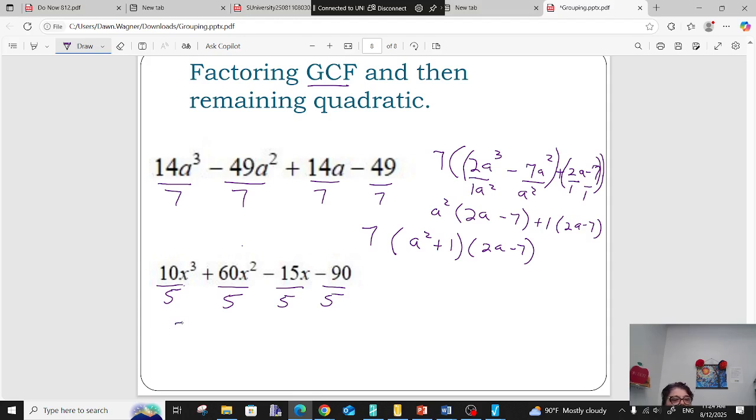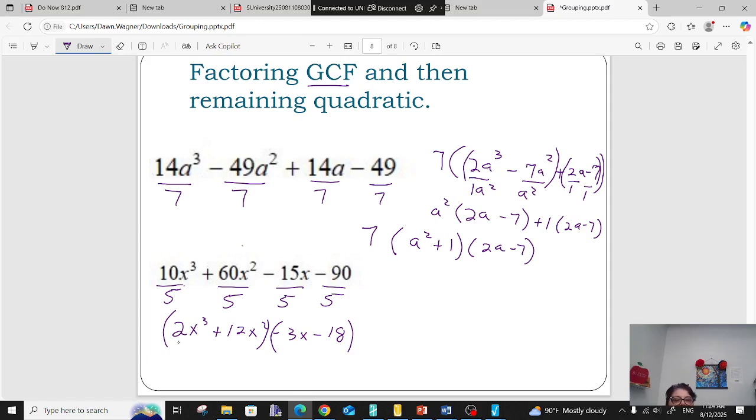Okay, so this would be 2x to the third plus, what's 60 divided by 5? What is it? 12? Yep. X squared minus 3x minus, is it 14? 5 goes in 90, divided by 5, it'd be 18, right? And then so now I'm going to group these. It has a negative, so I have to be careful. I'm going to use a negative.